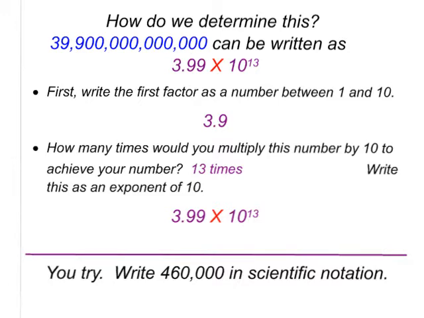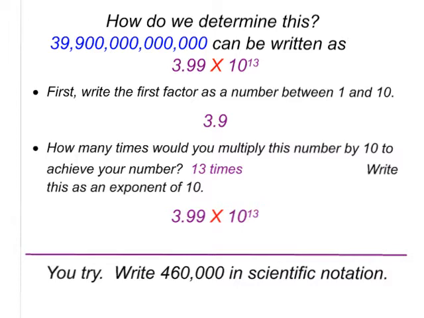Let's take our very large number, okay? And we write the very first factor as a number between 1 and 10. So we take this large number and we move the decimal point to a place that creates a number that is between 1 and 10. That number would be 3.99. I didn't write that other 9 there.